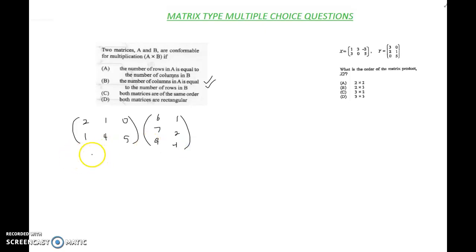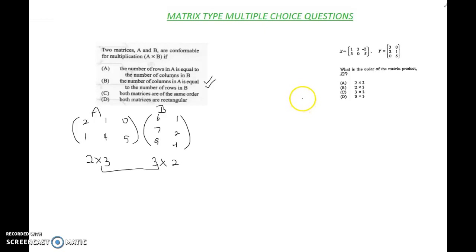The order of this first matrix is a what? 2 rows, 3 columns, 2 by 3. Order of this matrix here is a 3 by 2. 3 rows, 2 columns. Remember I said these two numbers inside they have to be the same. So the number of columns in the first matrix, so we can call this first matrix A, the number of columns in matrix A must be equal to the number of rows in matrix B. So very simple, something to remember, right?